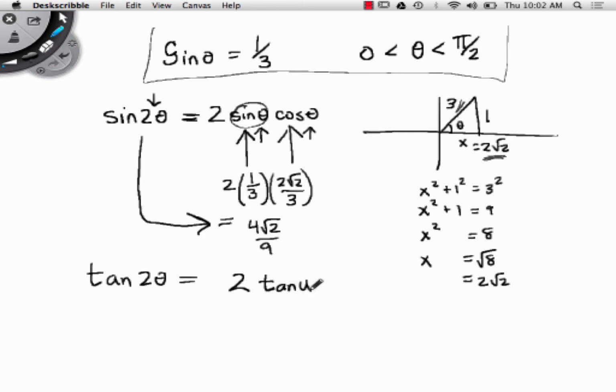You remember that I like to use little limericks? So I like to say that this is 2 tan u over 1 minus tan squared u.